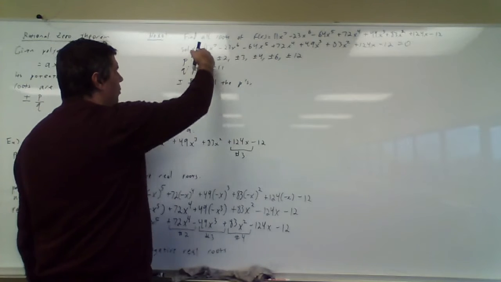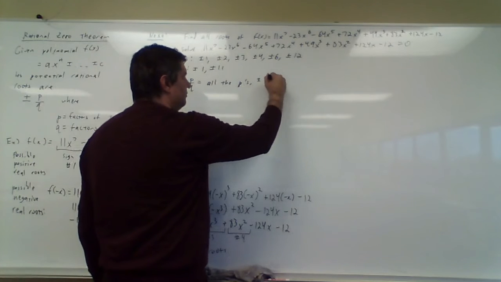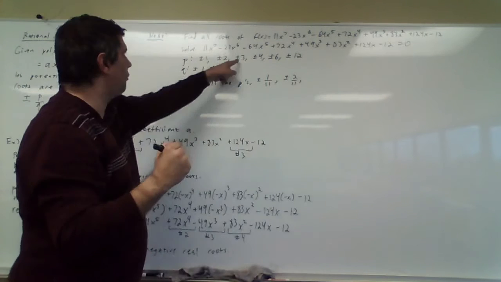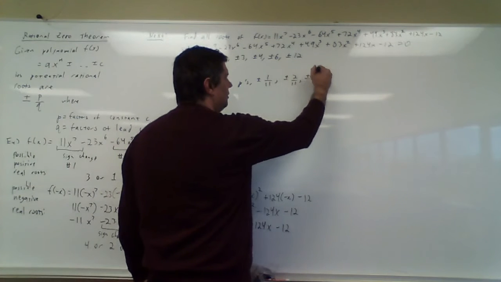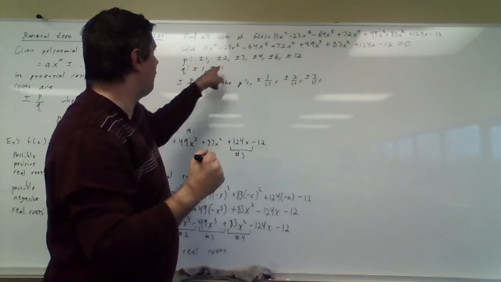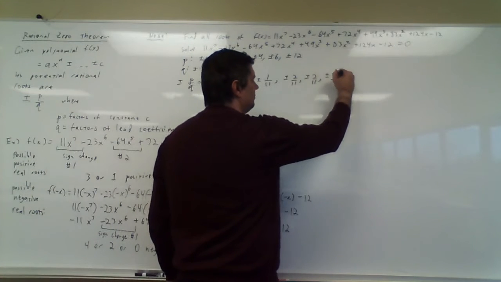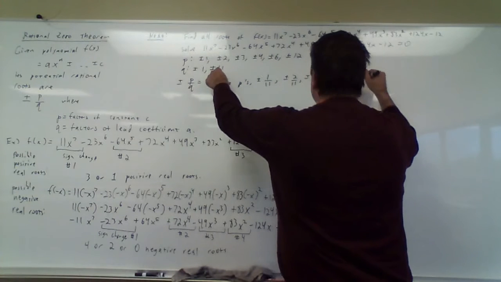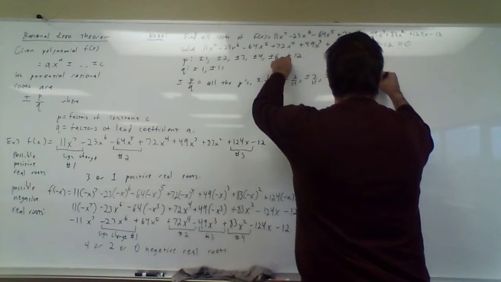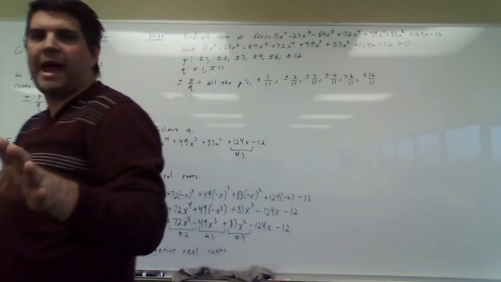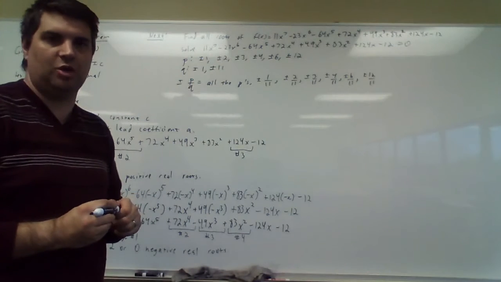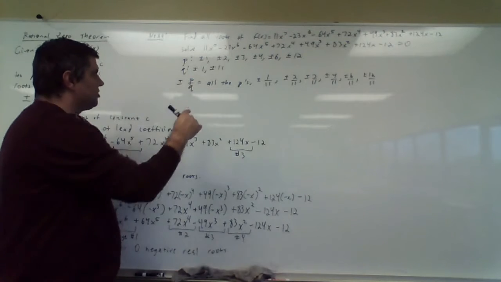The only other roots would be 1 over 11, 2 over 11, plus and minus 3 over 11, 4 over 11, 6 over 11, and 12 over 11. Those are potential rational roots. That doesn't account for the irrational roots, but it does account for the possible rational roots. So I recommend starting with the P's.